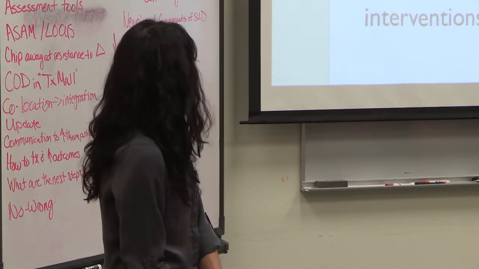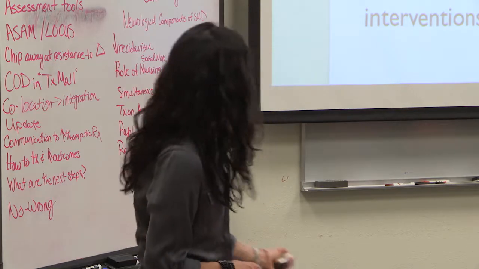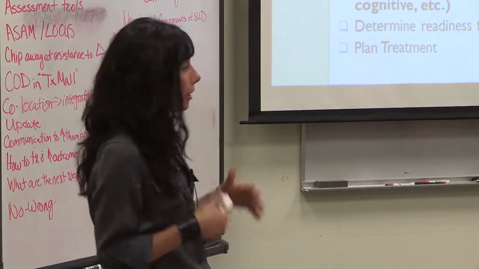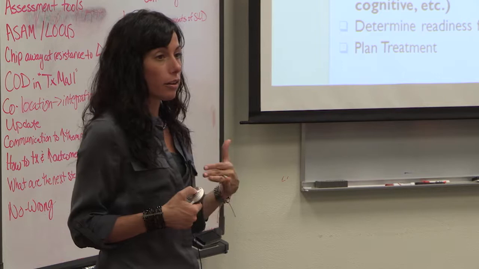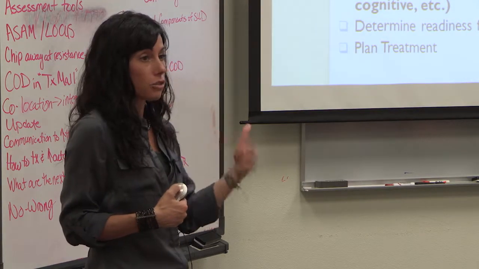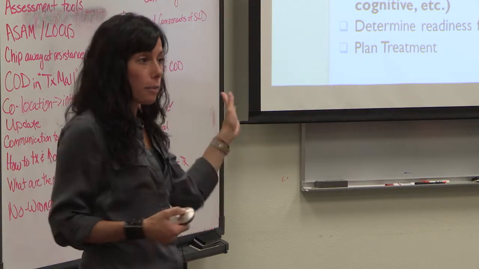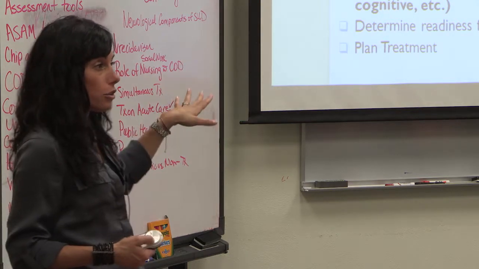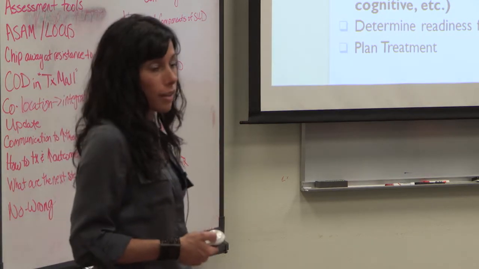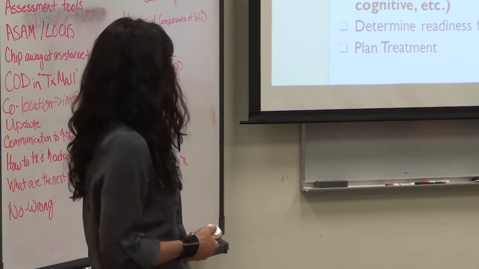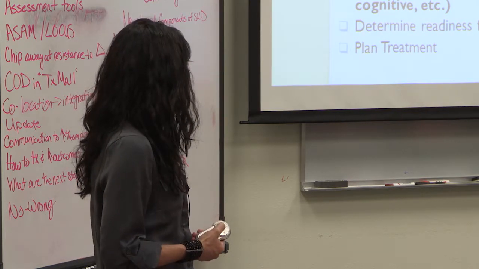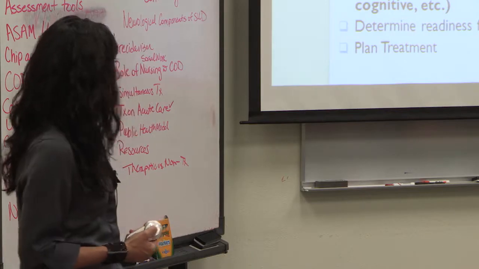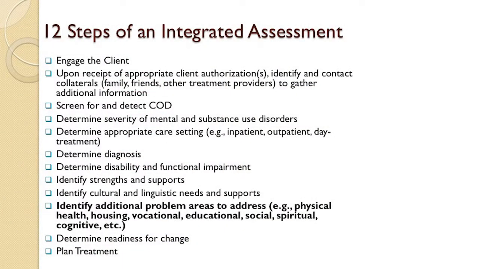Right. So there are lots of different things that can impact someone's willingness to engage with treatment, and cultural relevance is just one of those. And then we've already spoken pretty extensively about additional social factors that can really be barriers to treatment and need to be identified so that they can be addressed. And so those are physical health, housing, vocational, educational, social, spiritual, cognitive, all of these multiple factors all coming into play in one way or another.